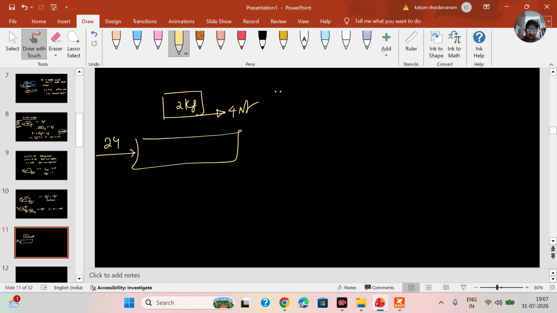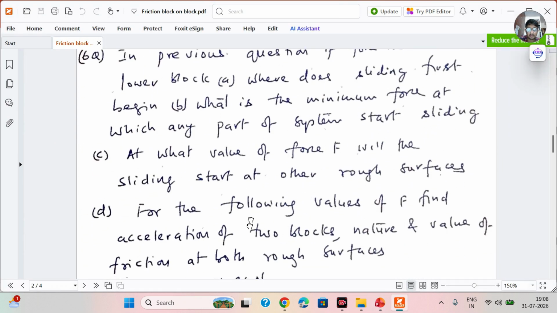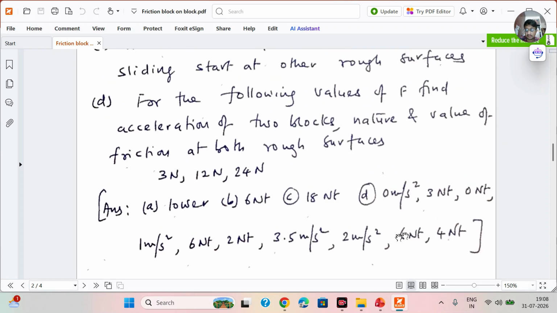So upper is 2 kg, so its acceleration will be 2 meter per second square. Reaction of this acts on lower block. There is a 4 Newton force here. This is 4 kg. So acceleration of 4 kg is net force 24 minus 10 by mass, which is 4. 14 by 4. It is 3.5 meter per second square. This is for the third case. So we have all the three cases now I have done. If you go and check the answers, all the cases answers are here.